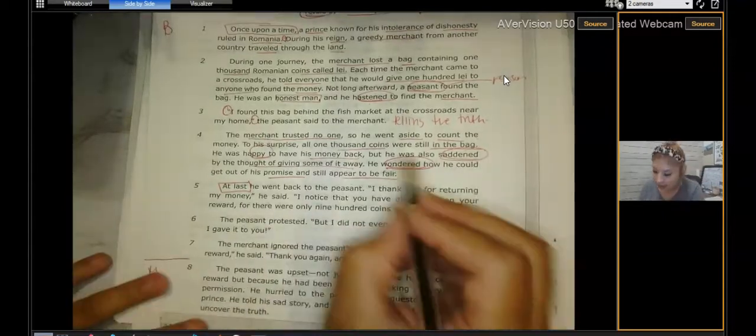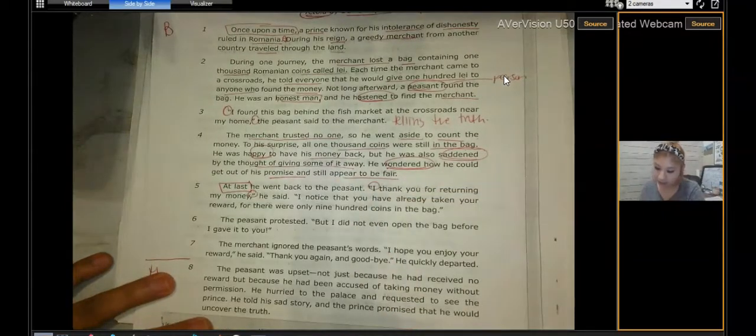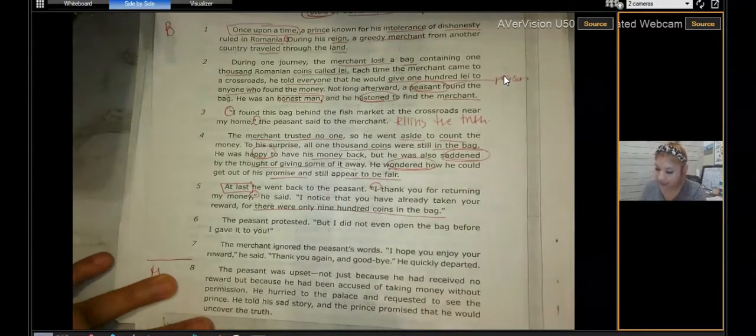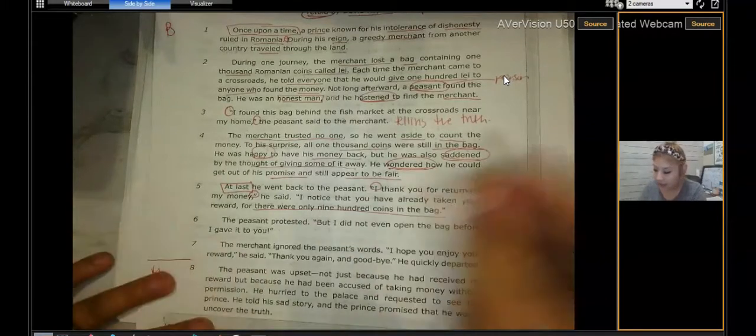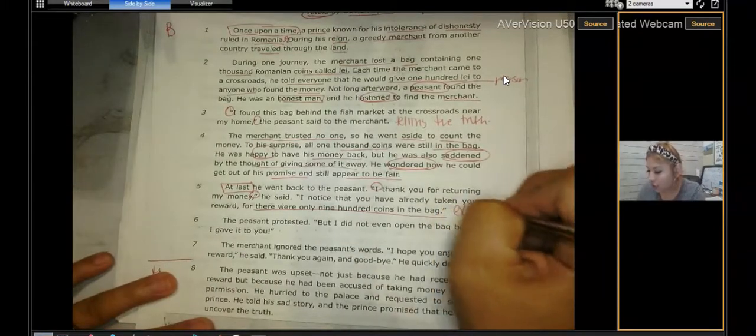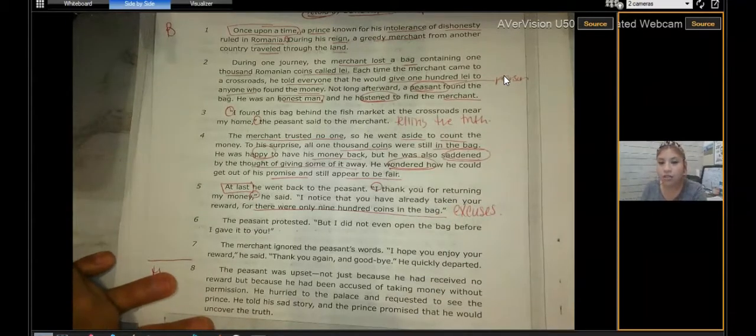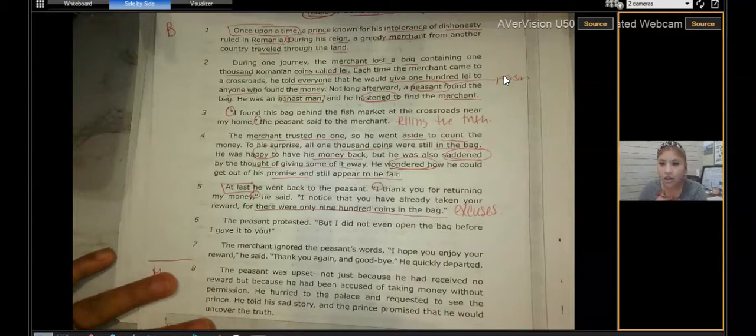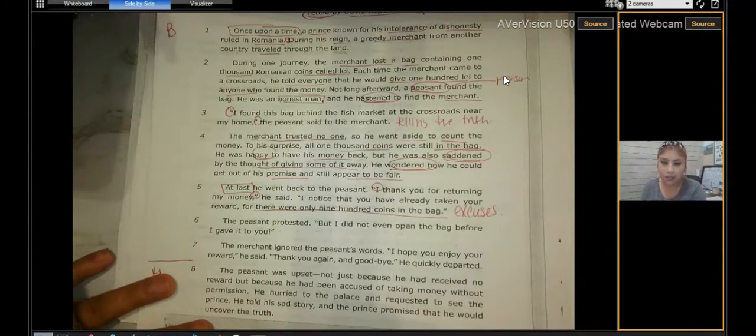Finally, he did this. Thank you for returning the money, but I noticed that you have already taken your reward. And then he says, for there were only 900 coins in the bag. So what is he doing? He's giving him excuses. So I'm going to write that down. So how do you think the peasant who returned the money was being honest? How is he feeling right now? He's probably feeling very sad, right? He's feeling shocked because he knows that he didn't take this money. What is an action from the merchant? He's saying, you probably already took the money, right? He's saying, there was only 900 coins in the bag.